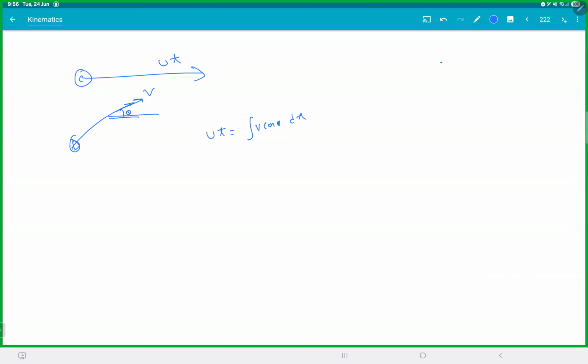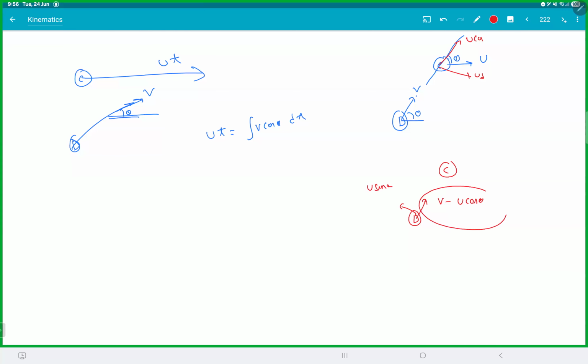One step. Second part, stop the cat, dog is there. Dog is going with v, cat is going with u. This angle theta, this angle theta. So these components will be u cos theta, u sin theta. If I stop the cat, it will think the dog is coming towards it with v minus u cos theta. This is u sin theta, which is useless for me. So this velocity is responsible for decreasing the distance between them.